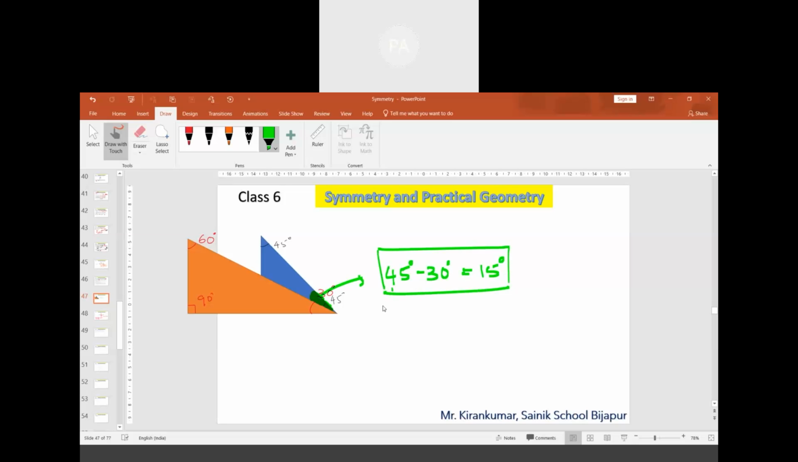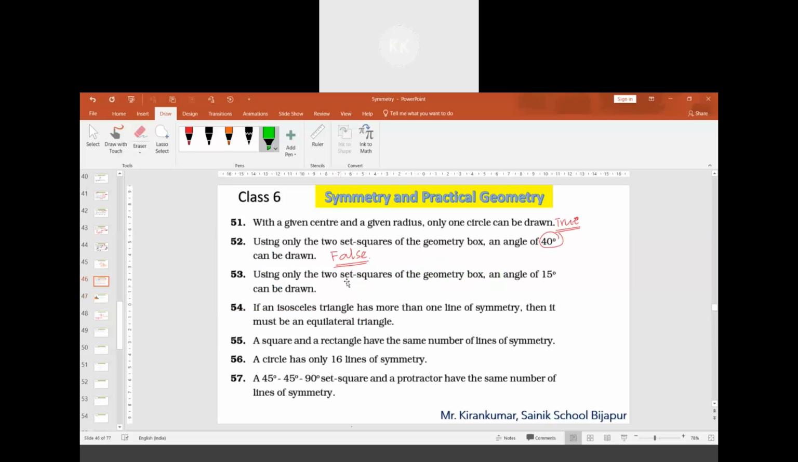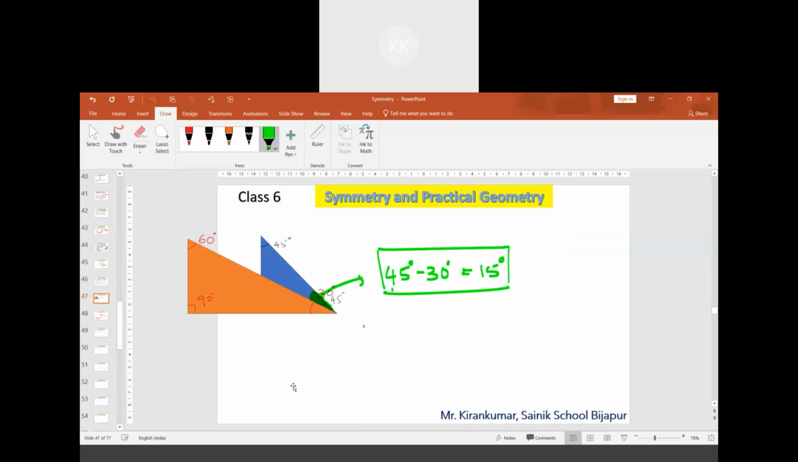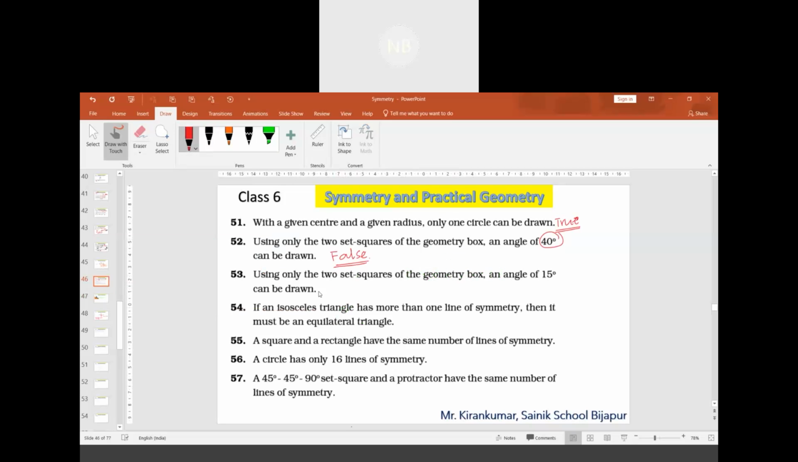Now go back to the previous question. Using only the two set squares of the geometry box, an angle of 15 degree can be drawn. Can we draw it? True, we can draw. So this is a true statement. We can draw it because the difference of 30 degree and 45 degree is 15 degree. It is possible.